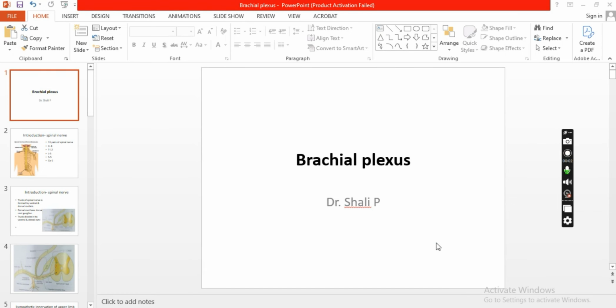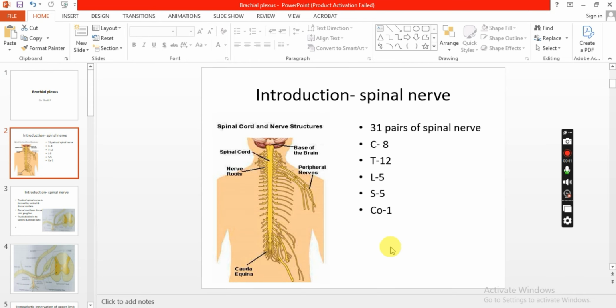Let's talk about the brachial plexus today. Before going directly into the plexus, we must know what a spinal nerve is, how a spinal nerve is formed, what you mean by plexus, and you must know a bit about the sympathetic nervous system also.